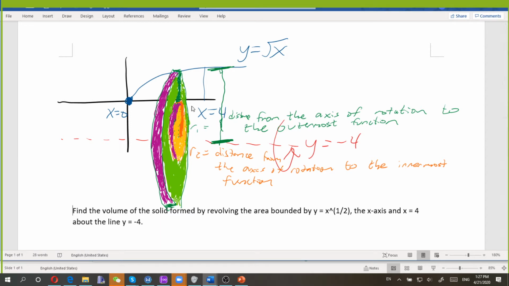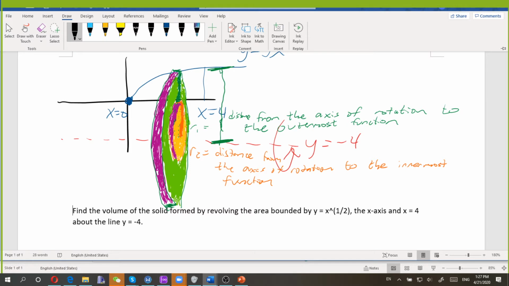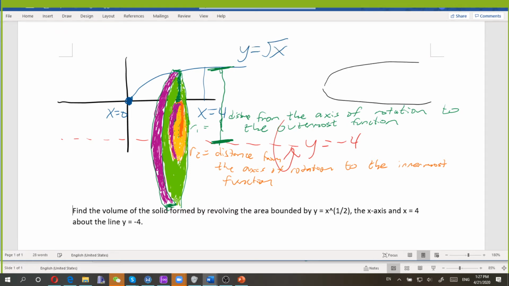So instead of a three-dimensional shape that looks like this, where we spun around an axis of rotation, I'm going to end up with a 3D shape that's hollow. So it would look like this.